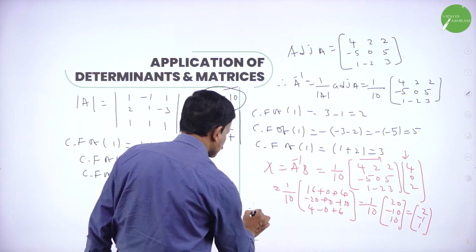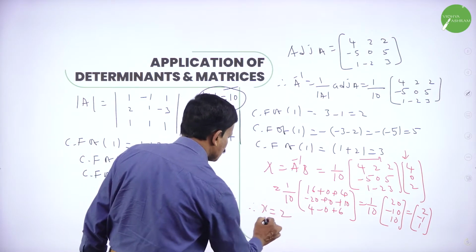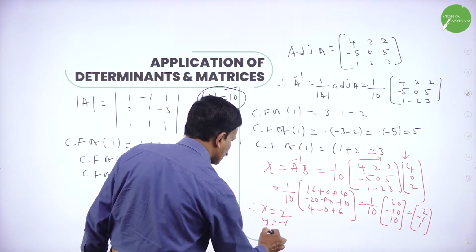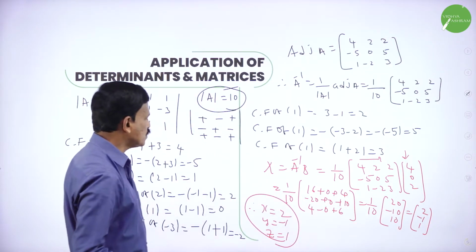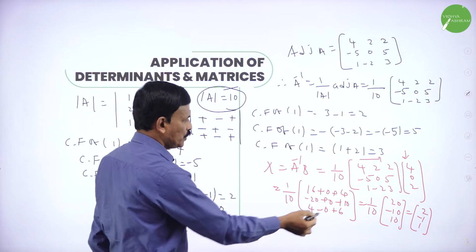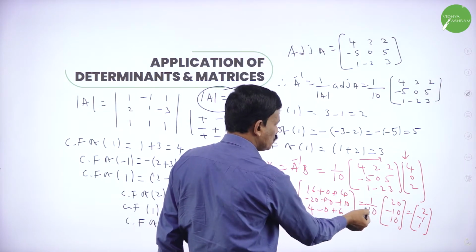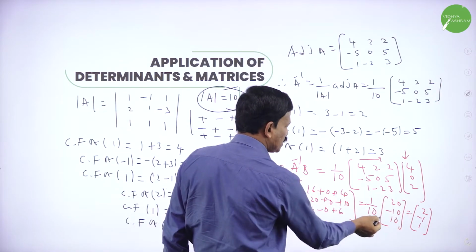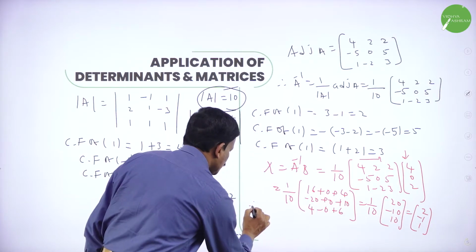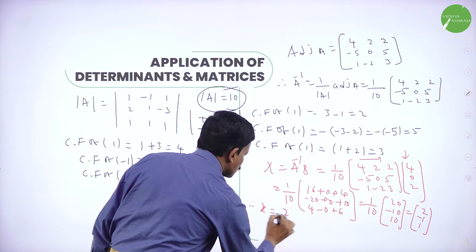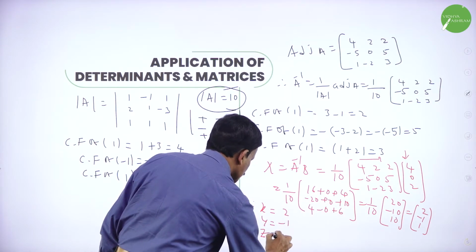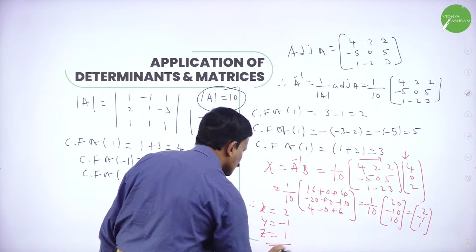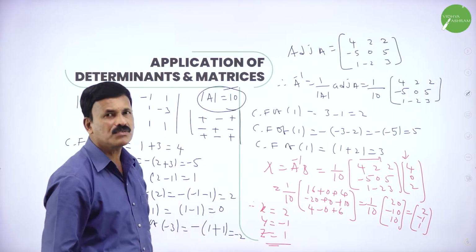So therefore, the value of x is 2, y is equal to minus 1 and z is equal to plus 1. So these are the values of x, y and z. Dividing, 20 by 10 is 2, minus 10 by 10 is minus 1, 10 by 10 is equal to 1. So therefore x is equal to 2, y is equal to minus 1 and z is equal to plus 1. These are the values of x, y and z.